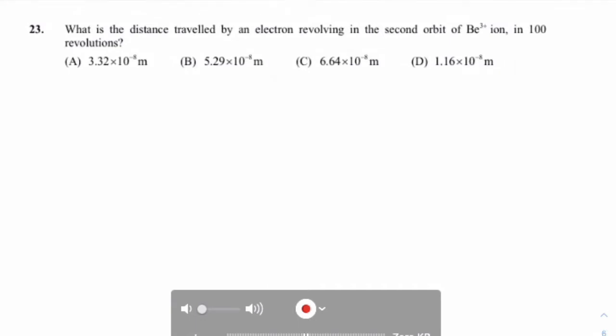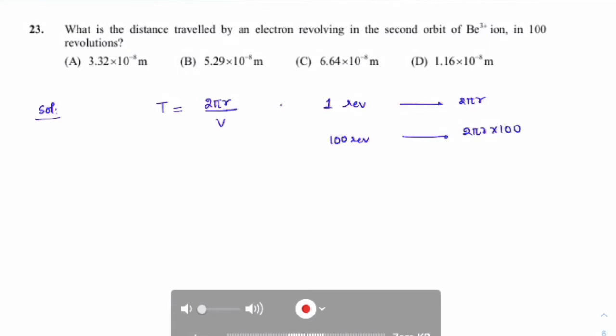See this question now. What is the distance traveled by an electron revolving in the second orbit of the beryllium 3 plus ion in 100 revolutions? Okay. One thing you should recall is that the time period is normally defined as 2 pi r by the speed of the electron. This is the time taken for one revolution. So for one revolution, the distance traveled is 2 pi r. So if I take 100 revolutions, the distance traveled will be 2 pi r times 100.